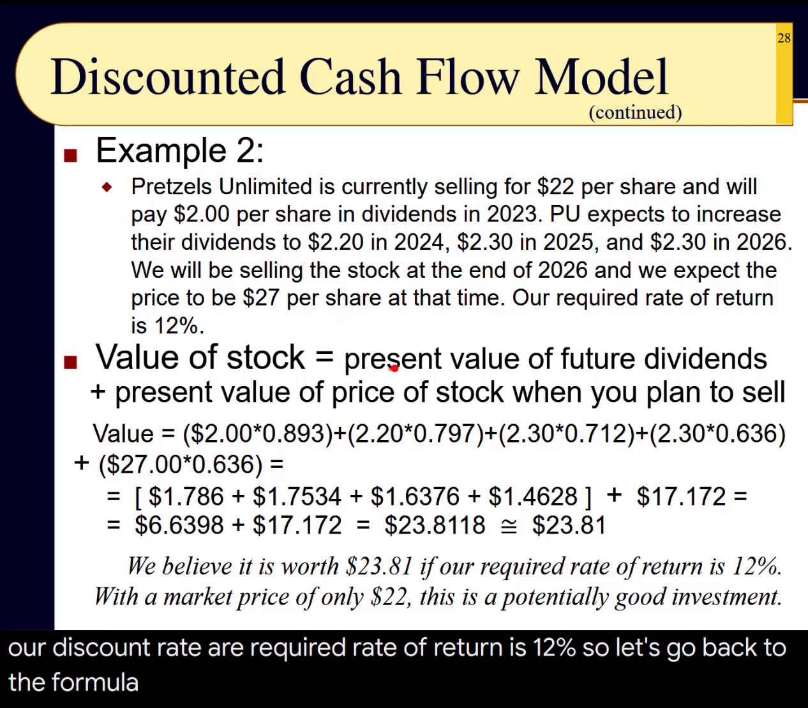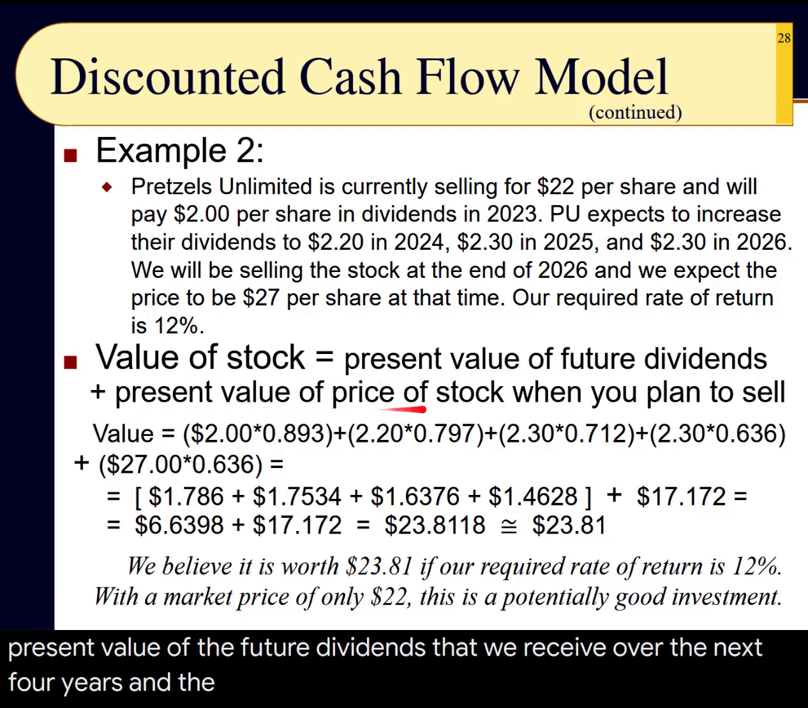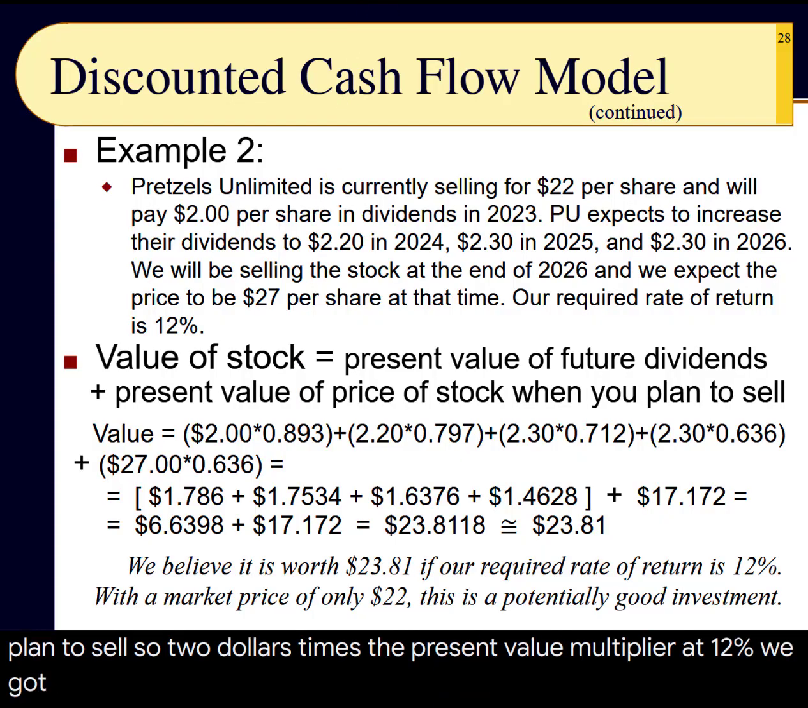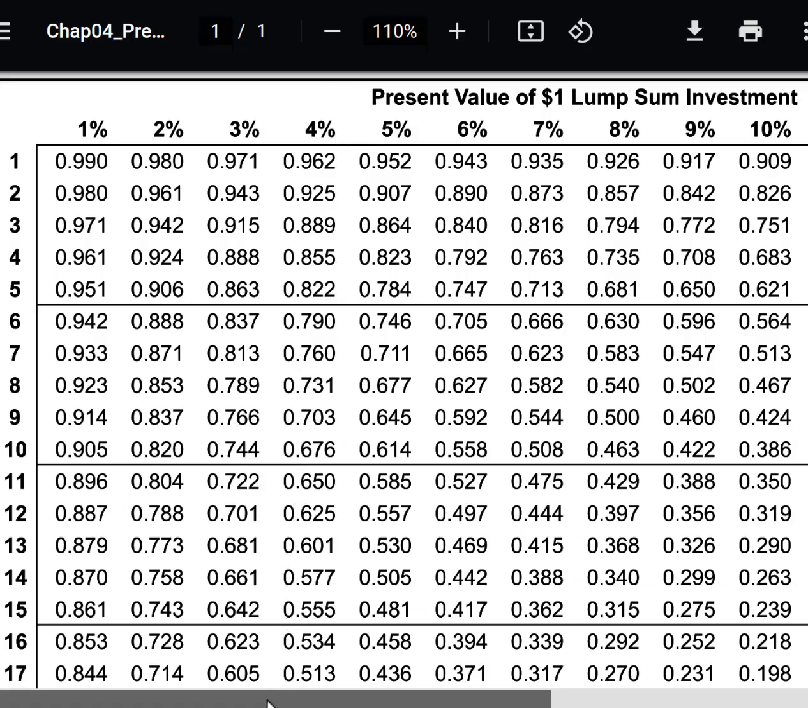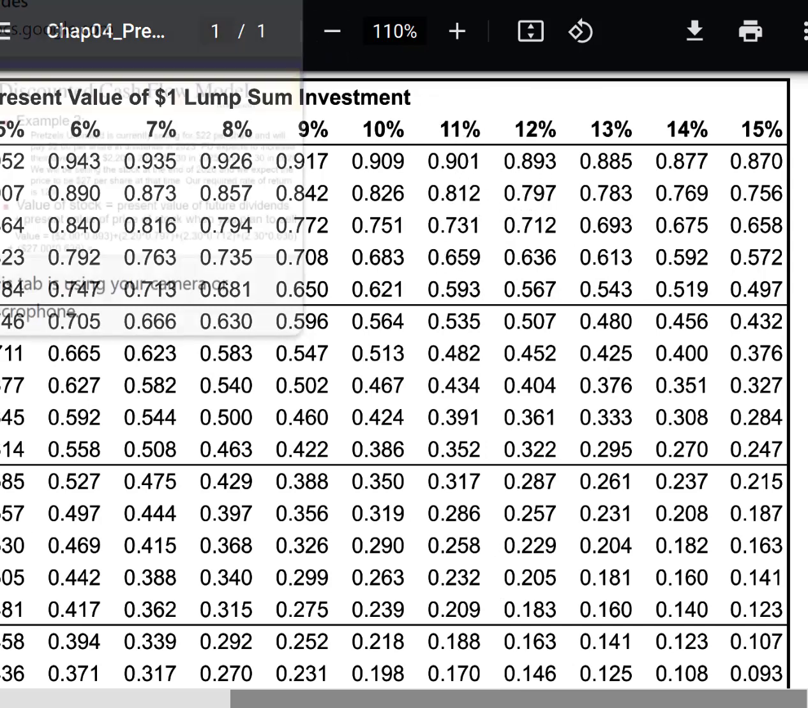The value of the stock today, the present value of the stock, is equal to the present value of the future dividends that we receive over the next 4 years, and the present value of the price of the stock when you plan to sell. So $2 times the present value multiplier at 12%. We've got to go find that. Let's go to 12%. There it is, 0.893. Make sure you can do that.